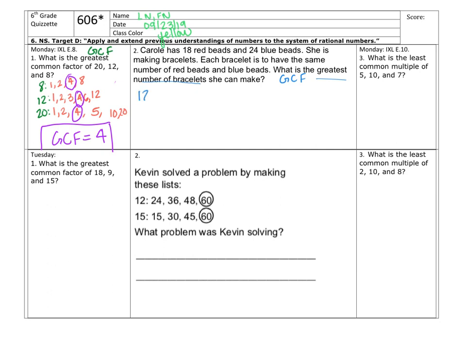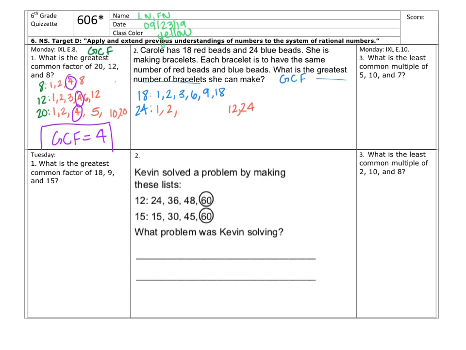So I'm going to write 18 and 24, and I'm going to list the factors of 18 and 24. So 1 is a factor and 18, because 1 times 18 is 18, so those are both factors. 2 times 9, and 3 times 6, and I believe those are all the factors of 18. Now let's list the factors of 24. 1 times 24 is 24. 2 and 12.